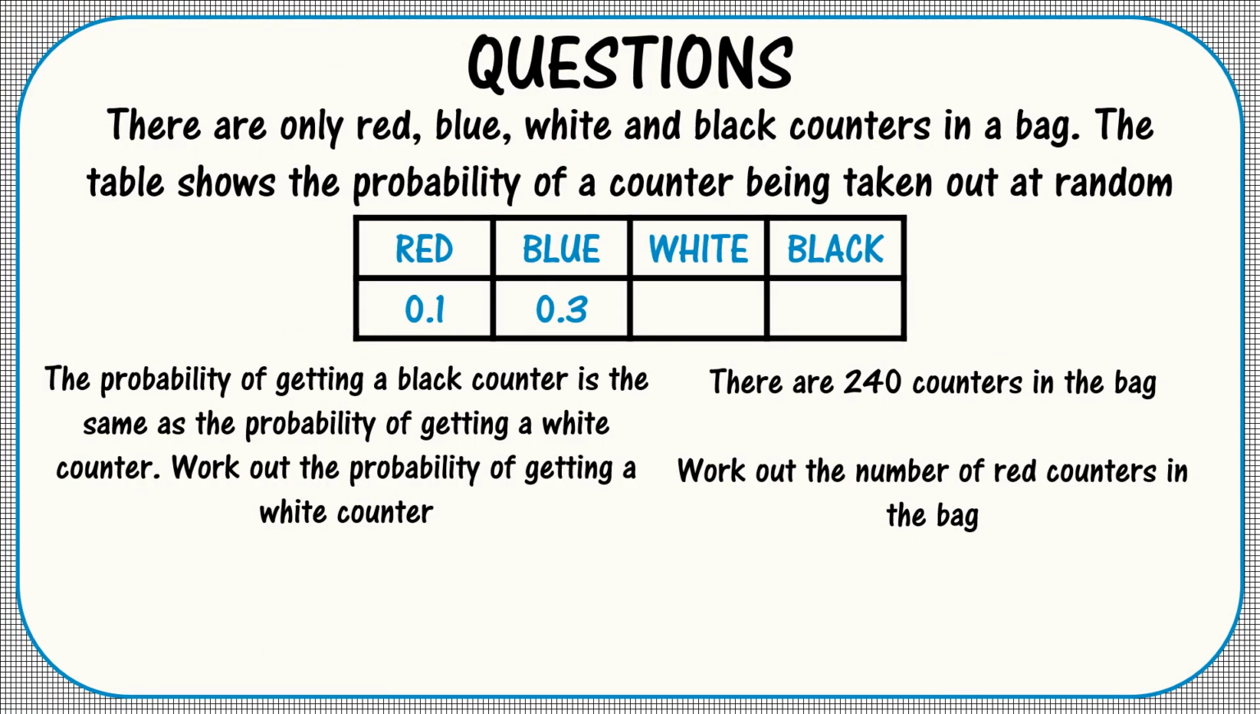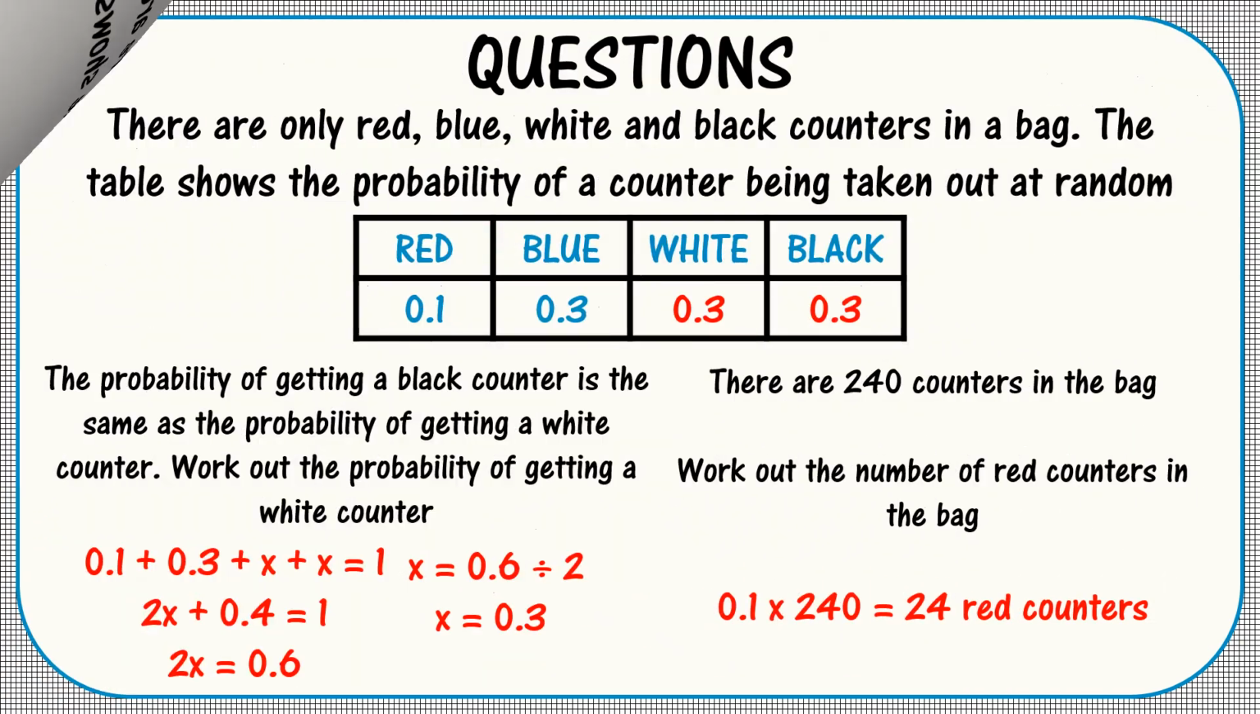Here is a question for you to attempt. Please pause the video, have a go, and we'll go through the answers on the next slide. There are only red, blue, white, and black counters in a bag. The table shows the probability of a counter being taken out at random. The probability of a red was 0.1. The probability of a blue was 0.3. The probability of getting a black counter is the same as the probability of getting a white counter. Work out the probability of getting a white counter.